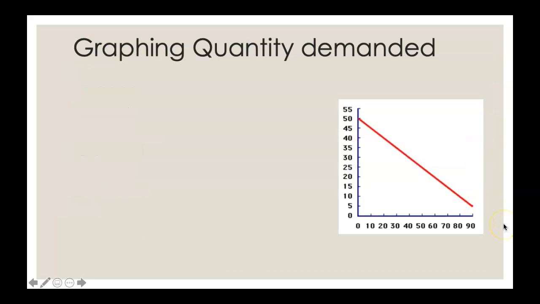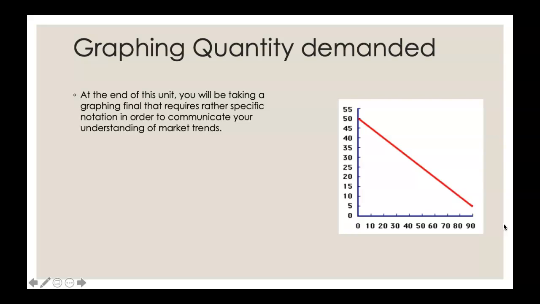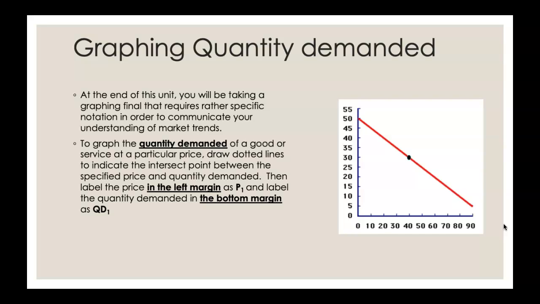Now, graphing quantity demanded. At the end of this unit, you will be taking a graphing final that requires rather specific notation in order to communicate your understanding of market trends. To graph quantity demanded of a good or service at a particular price, draw dotted lines to indicate the intersect points between specific price and quantity demanded. Then label the price in the left margin as P1, and label the quantity demanded in the bottom margin as QD1.